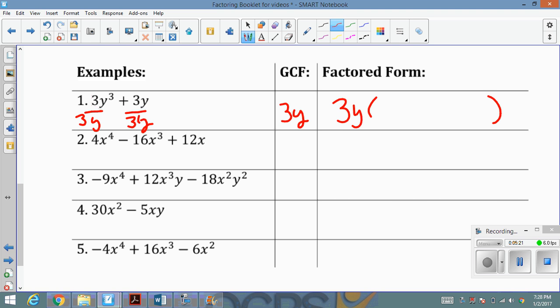So 3y cubed divided by 3y. 3 divided by 3 is 1. y cubed divided by y is y squared. 3 minus 1 is 2. Plus 3y divided by 3y. 3 divided by 3 is 1. y divided by y is 1. So that is my answer.